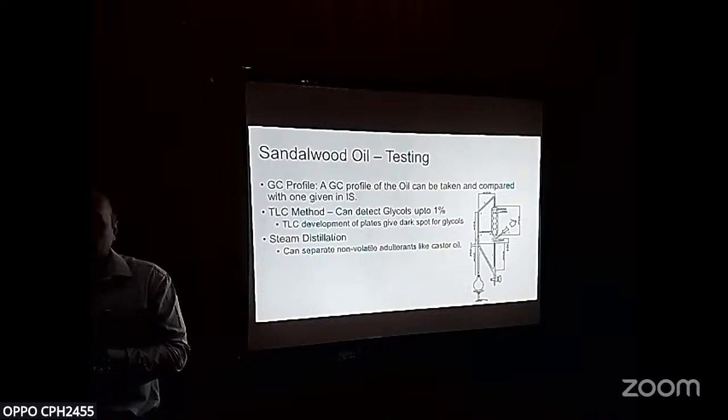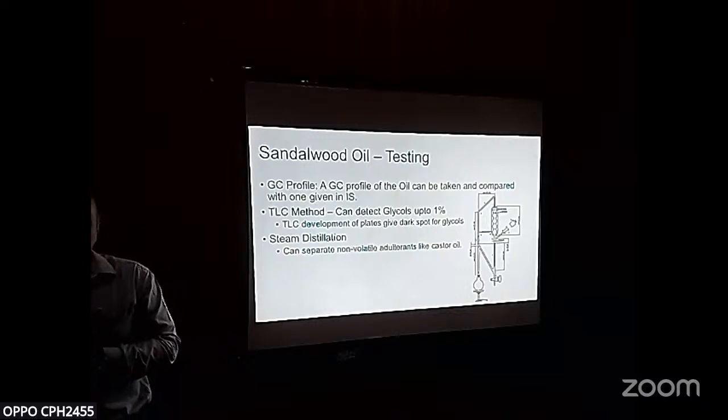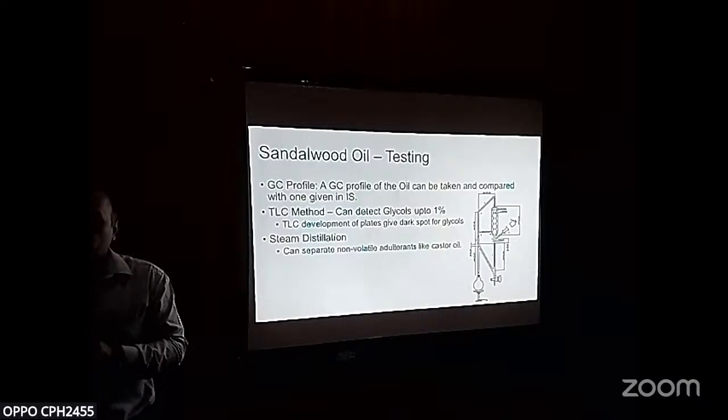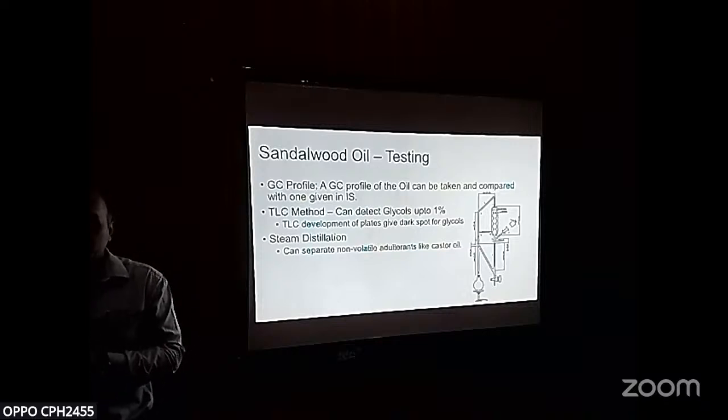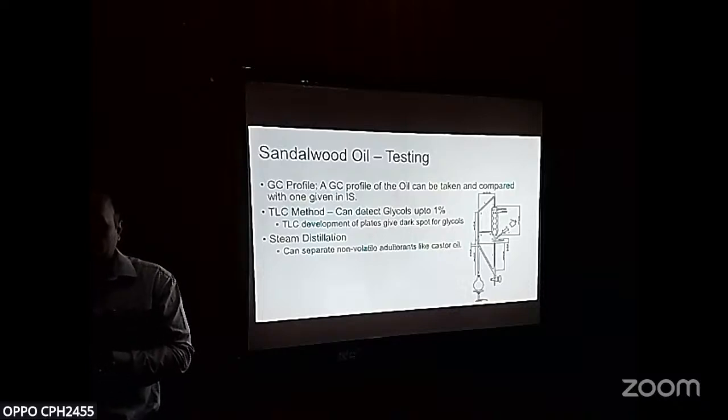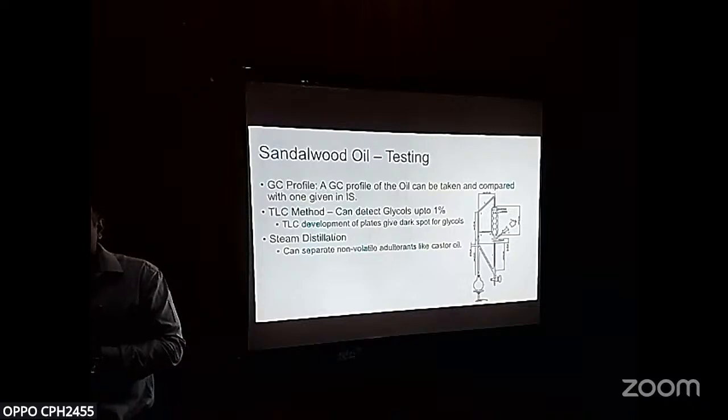So the adulterants are glycols, I mean polyethylene glycol 400, polyethylene glycol 600, and castor oil. They try to blend it with that, and then they try to send it across. If you do a simple steam distillation, that will be a very easy way by which you can separate the oils. And once the distillate comes out, you can run a simple GC to identify whether any other adulterants are present in that.